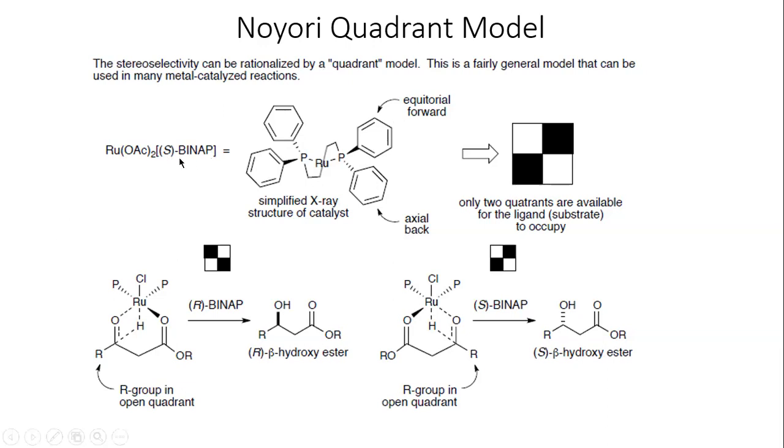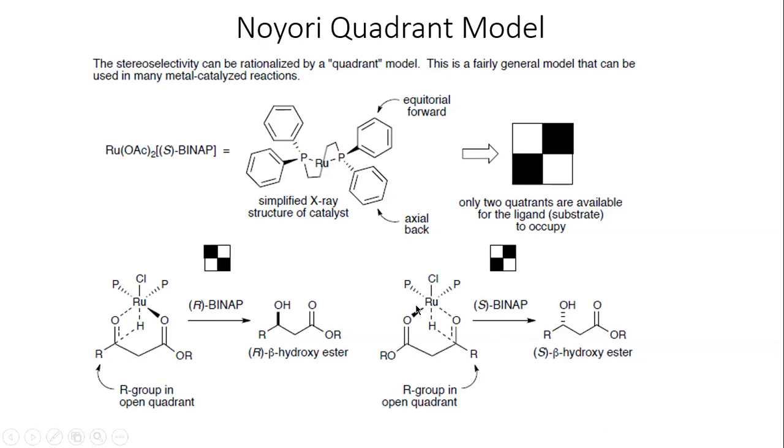And this is for S binap, right? So if this is the quadrant for S binap, which is here, then it will be the opposite quadrant for R binap, right? The opposite quadrants would be open. So with R binap, the bottom left and the top right are open. With S binap, the top left and bottom right are open. And that's a way that you can predict the stereochemistry of your product, right?